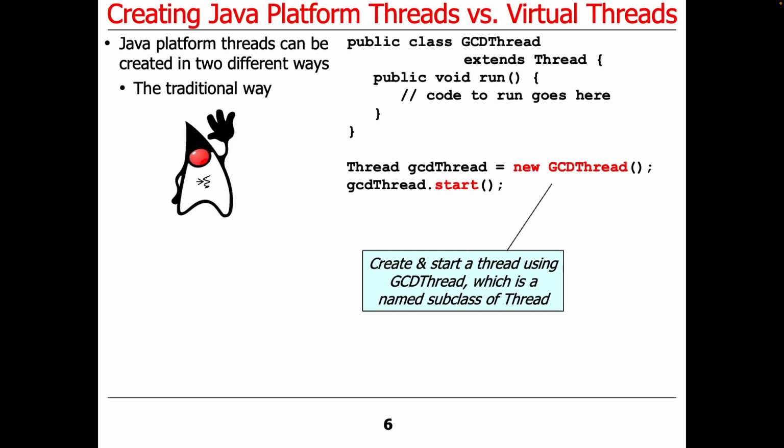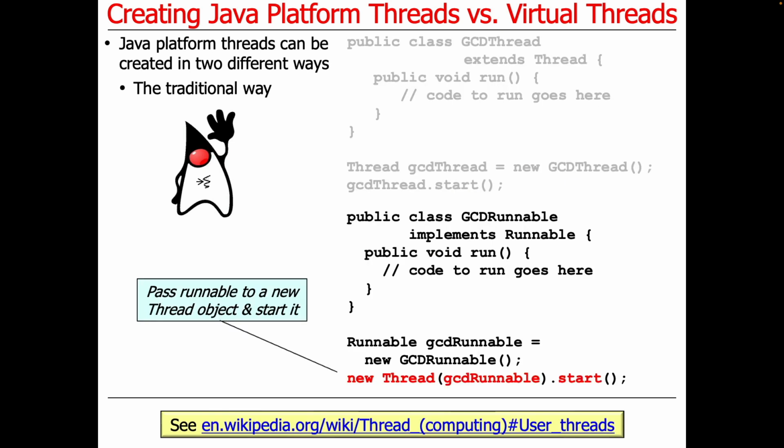And all you do is you could, for example, extend the thread class, override the run method, then you make yourself a new instance of that subclass, and you start it. So that's the good old way of making a thread, one of the good old ways of making a thread. Another way to do it is to implement the runnable interface, override the run method, make an instance of that runnable, and then go ahead and pass the runnable to the constructor of thread and start it. So that's another way to create a classic Java thread.